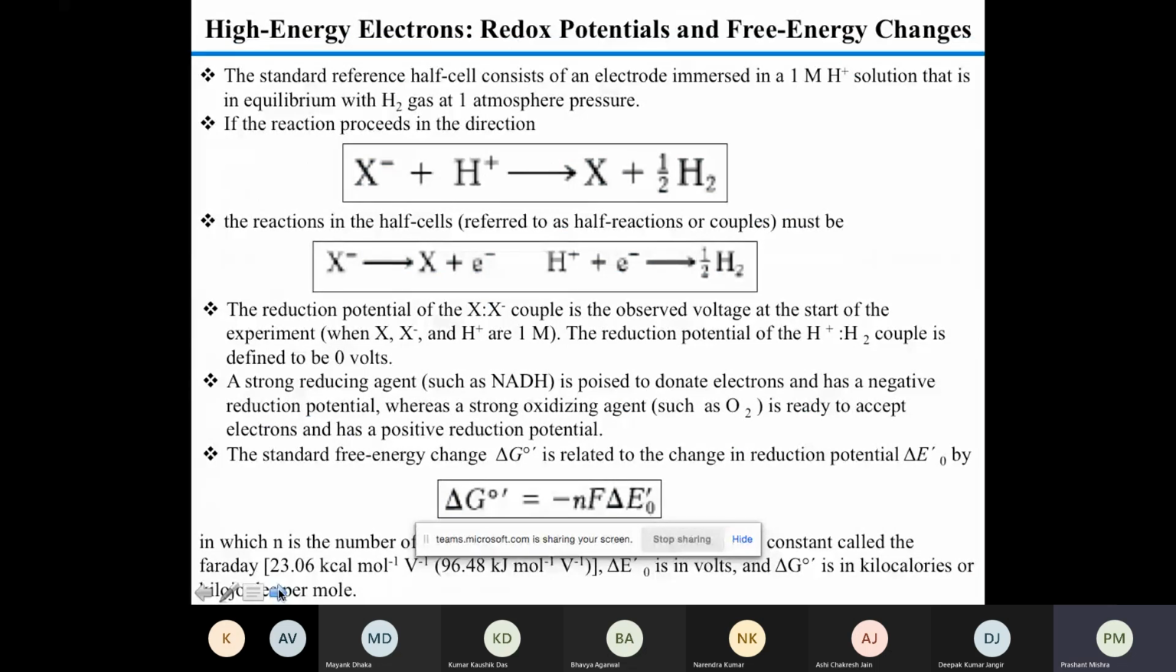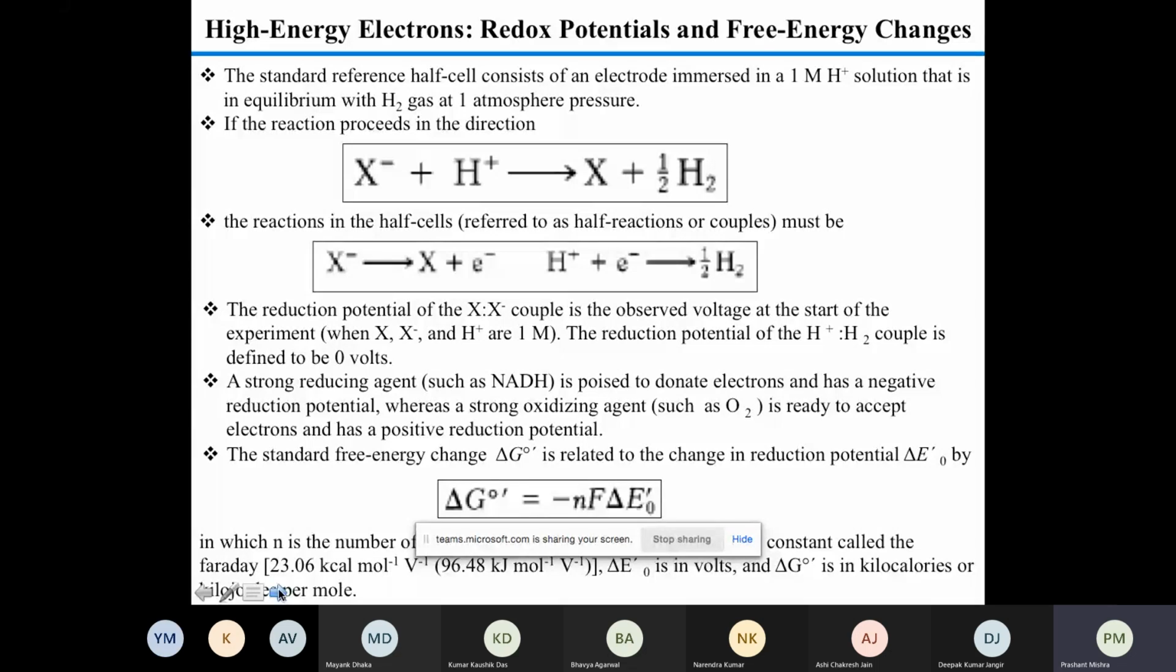So that is what we are going to reiterate. A standard reference half cell consists of an electrode immersed in 1 molar proton solution that is in equilibrium with hydrogen gas at 1 atmosphere pressure. This is a standard we use across electrochemistry. If the reaction proceeds in the direction X minus plus proton gives X plus half H2, this reaction is called a reaction in the half cell, or half reaction, or couple.